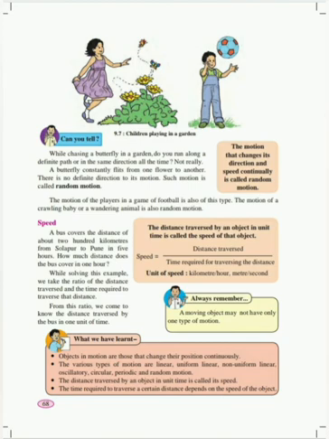What all things we have studied? Objects in motion are those that change their position continuously. The various types of motion are linear, uniform linear, non-uniform linear, oscillatory, circular, periodic and random motion. The distance traversed by an object in unit time is called its speed. And the last point, the time required to traverse a certain distance depends on the speed of an object.